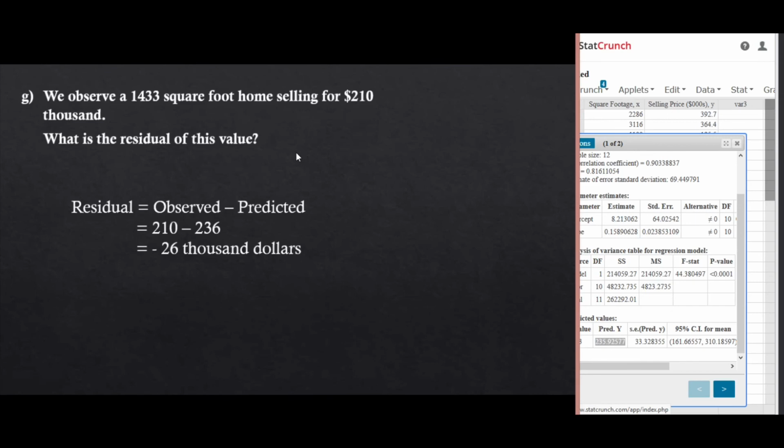Okay, so for our final part, if we observe a 1,433 square foot house selling for $210,000, what is the residual of this value? And recall that residuals are found by subtracting the predicted value from the observed value. In other words, residual equals observed minus predicted. We found our predicted value in the previous question, which was 236,000, and we know our observed value here is 210,000. That means our residual is simply 210 minus 236, which is equal to negative $26,000.